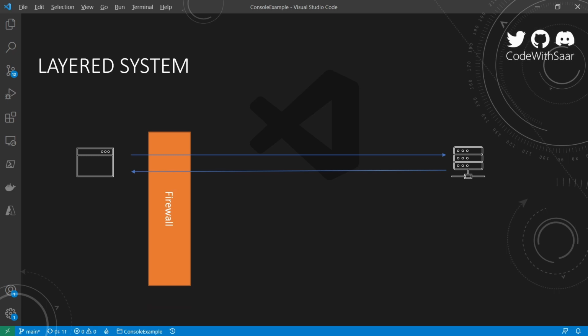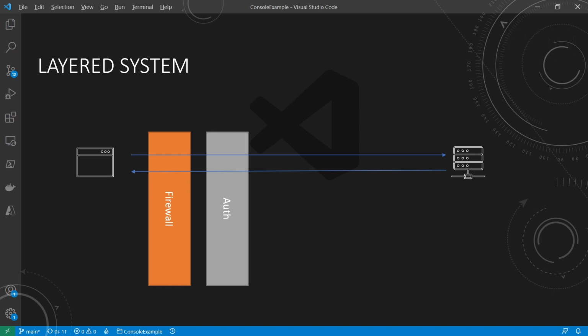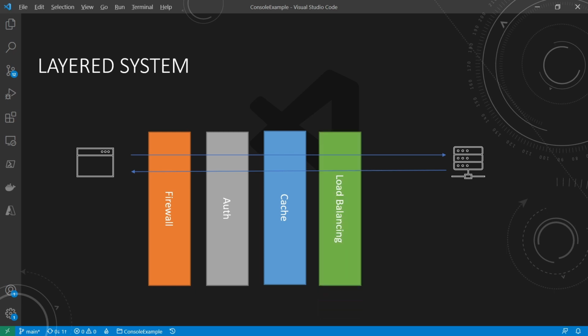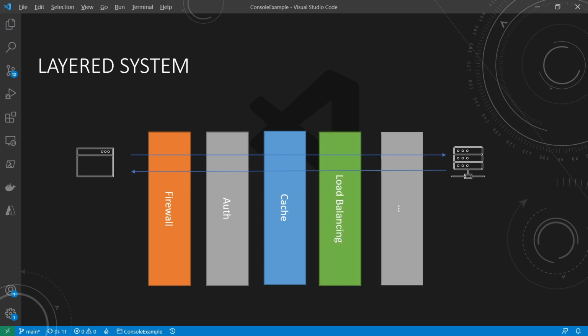Okay, to make it secure, we add another layer of authentication authorization. Now, as we gain more users, we add in another layer of cache. And even that's not enough, and we're going to put in a load balancer. A request goes through this hierarchy level by level or layer by layer. For example, the firewall checks the package, making sure it is not a malicious one, and hands it over to auth for authentication.